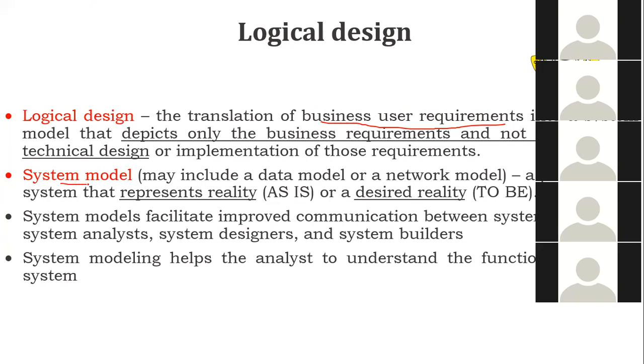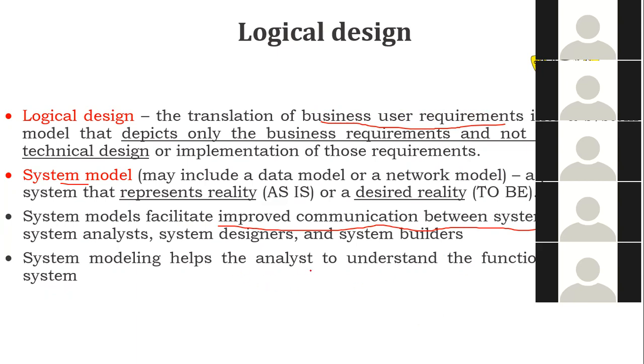Now, then you have the system model. In the system model, you may include a data or network model, some kind of picture which represents the reality, the as-is or a desired reality, the as-is and what we desire it to be. This is the system model. The system model should indicate the improved communication between users. It should indicate where the improvement is coming in from, where the innovation is coming in.